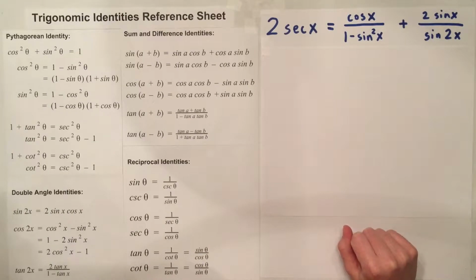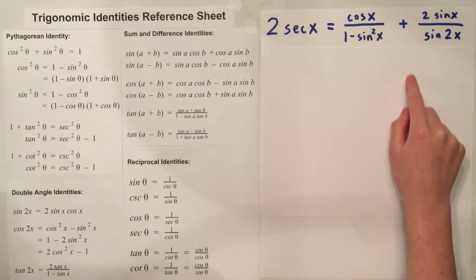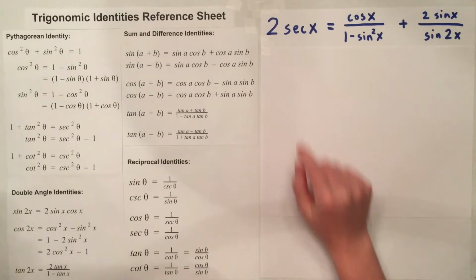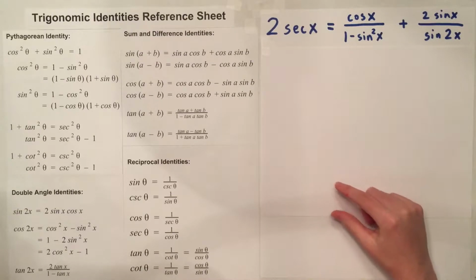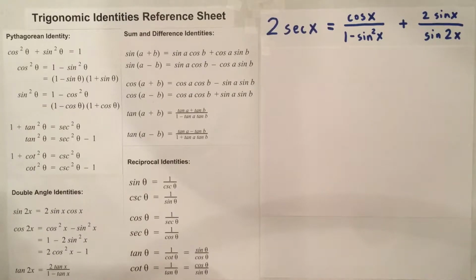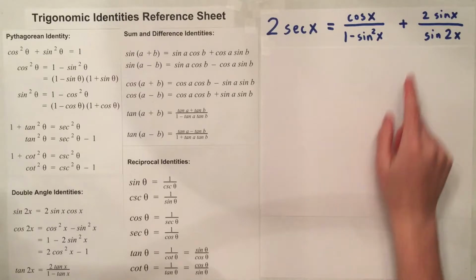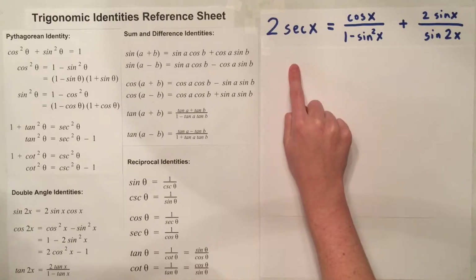So, in this problem, I'm going to manipulate the right side of the equation until it matches the left. So, my last step should read 2 secant x is equal to 2 secant x. Now, I'm going to begin this problem. I'm trying to make the right side of the equation match the left.